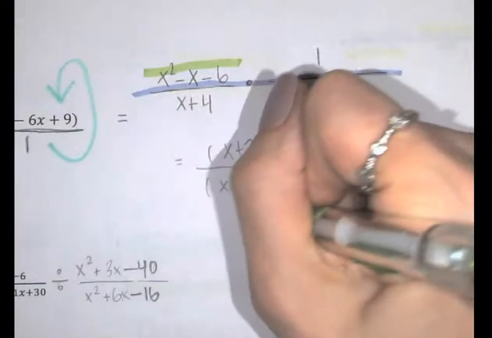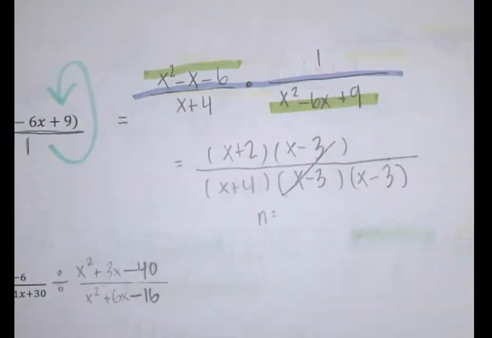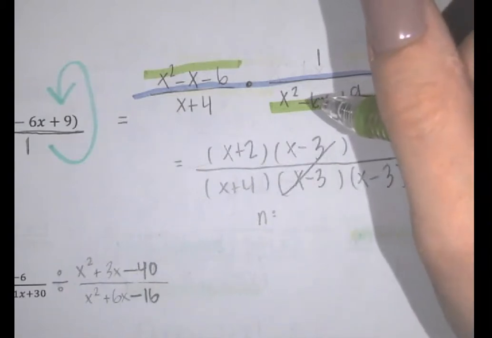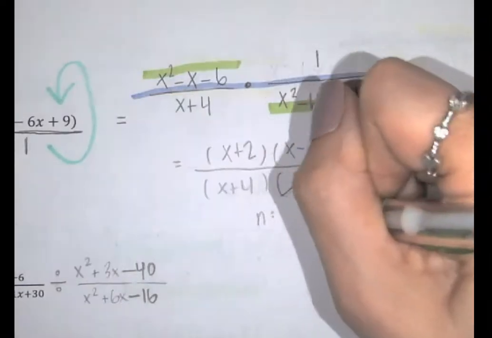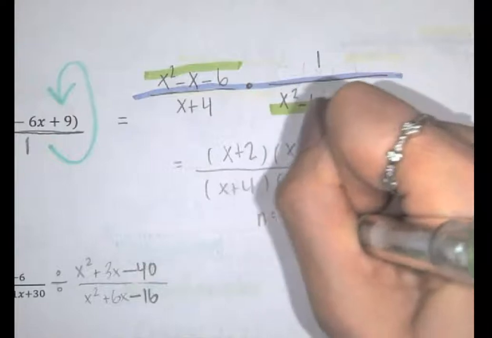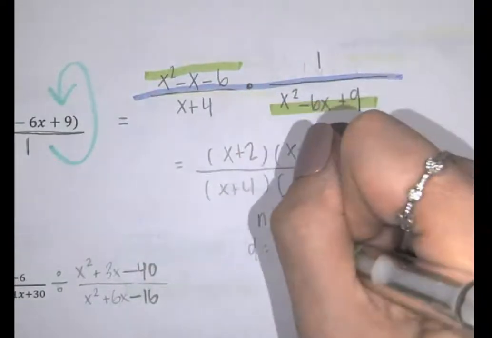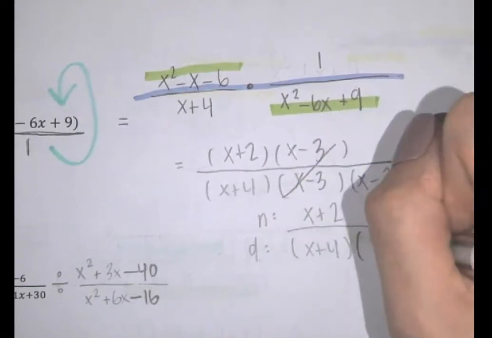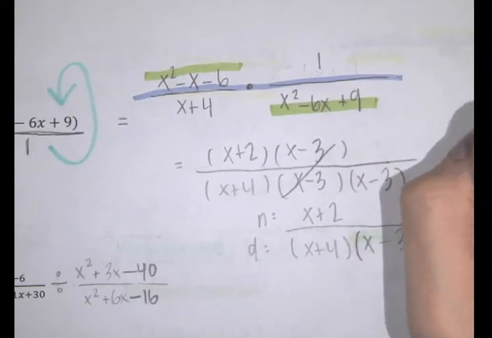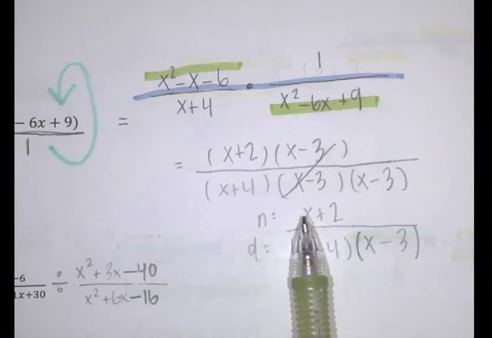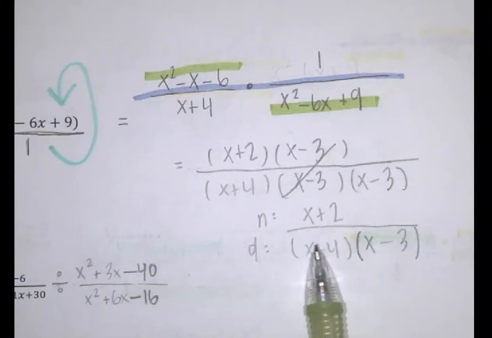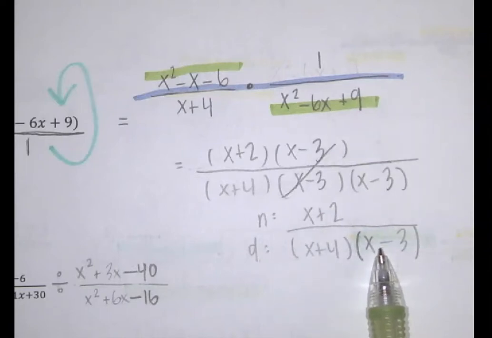So our final answer is... brain lapse, x plus 2 in the numerator, and our denominator is x plus 4 and x minus 3. So for the numerator in Canvas, you would type in x plus 2, or you could use parentheses x plus 2. For this, you don't multiply it out, you just keep it like that.